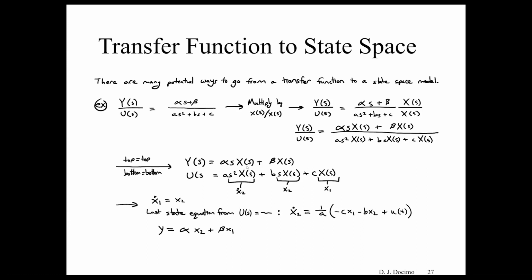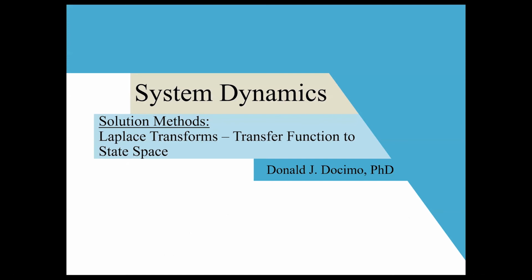And for our output, we know that this x of s times s here, that's x2, so we replace that. This x of s here, that's x1, we replace it by that, and now we have our output. Just as a note, this method only works if the order of the numerator is less than the order of the denominator for y over u, which is what we're mainly going to focus on in this class. And that covers how to take a transfer function and get a state space model from it.